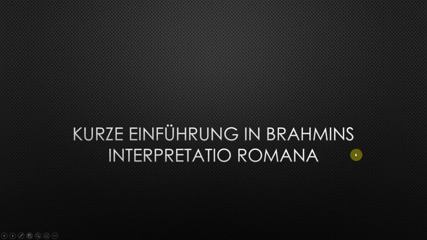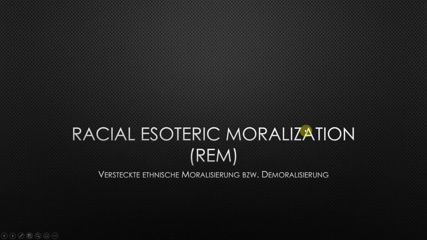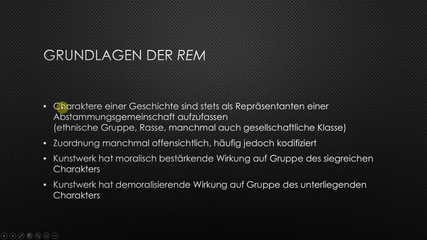So at the beginning I'm giving you a short introduction into the Interpretatio Romana. The main concept is called the racial esoteric moralization, which means that every character in a film or in a book or another piece of art represents a racial group or an ethnic group, and his winning or losing of the game, which is laid out in the story and the adventure, moralizes or demoralizes the group which he represents.